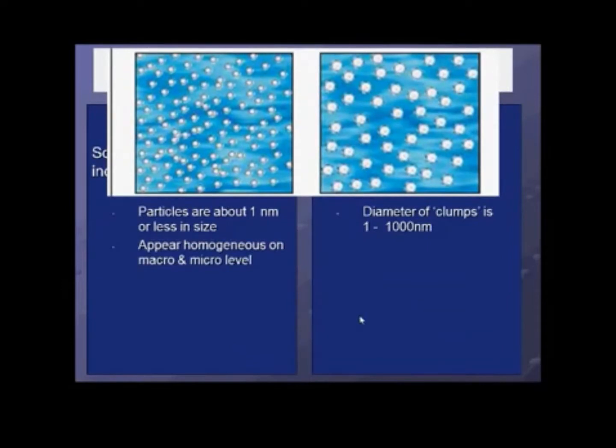When you look with your eyes at a true solution, it appears homogeneous. Also, if you were to look at a true solution with a microscope, it would appear homogeneous because the particles are too small even to be seen by a microscope. If you were to look at a colloid with your eyes, it appears homogeneous because the clumps are still too small to see with your eye. However, with most colloids, you would be able to see the individual particles with a microscope, so it would appear heterogeneous at the microscopic level.